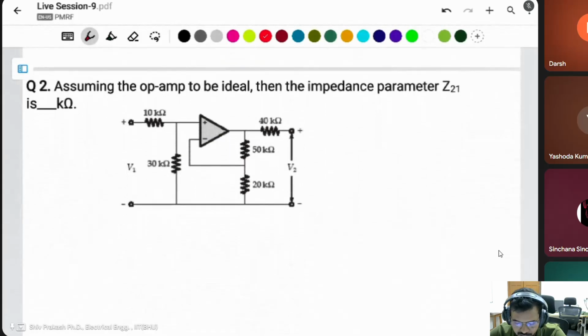Okay, let's try the next question. Assuming the op-amp to be ideal, then the impedance parameter of this circuit. Impedance parameter means Z parameter.